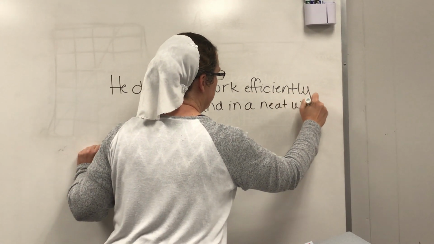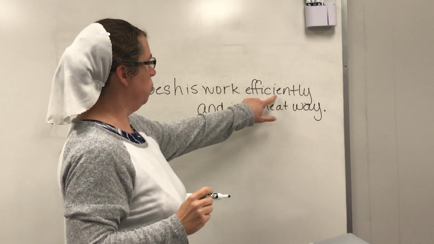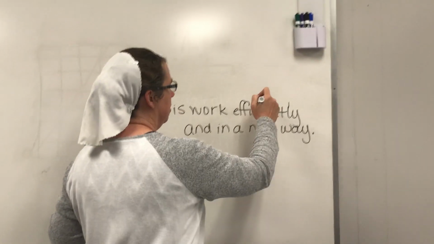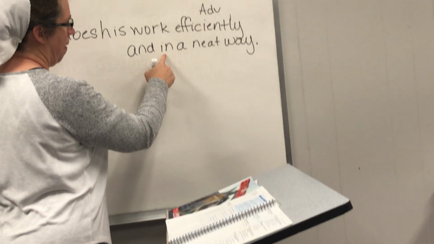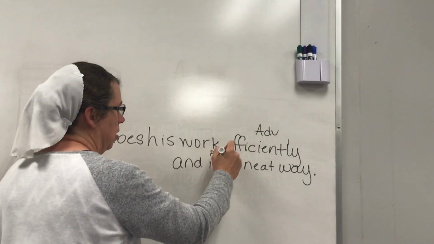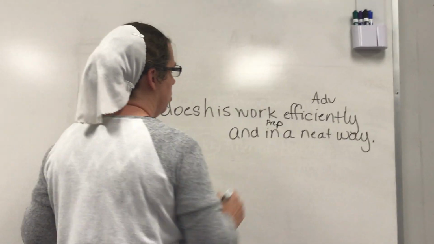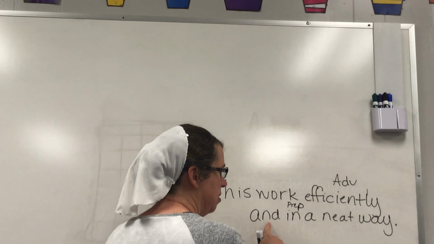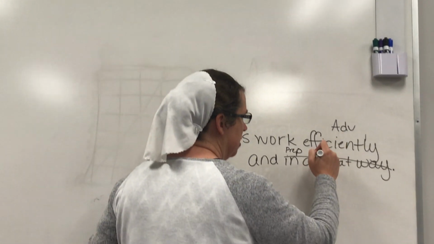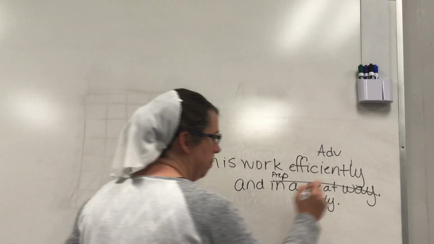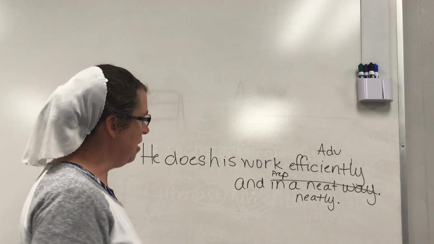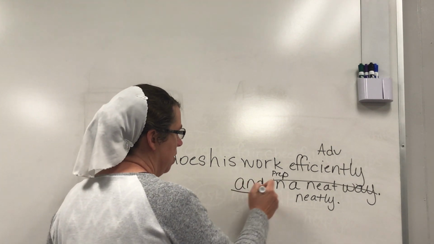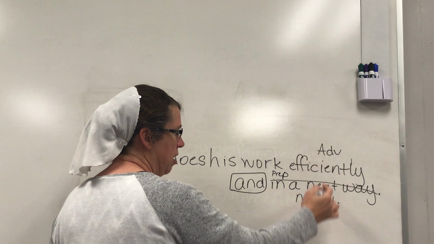All right, look where the conjunction is. What's this word? This ends in ly. Adverb. What are we connecting here? This is in a neat way. That's a preposition. All right, so now we need to fix this. He does his work efficiently and, how about let's cross all this out and say neatly. He does his work efficiently and neatly. That's how you correct that. Remember, this is our conjunction, and if we have an adverb here, we need an adverb there.